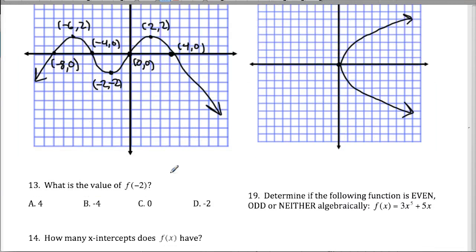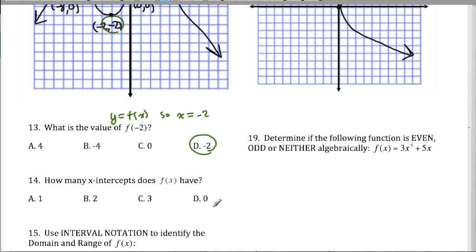So first of all, what's the value of f of negative 2, interpreting from this graph? So that is saying f of x, right? So x equals negative 2, and the f of x is the y value. Remember we said y is the same thing as f of x. So what is the y coordinate where the x coordinate is negative 2? And that would be right here. So our answer is D, negative 2.